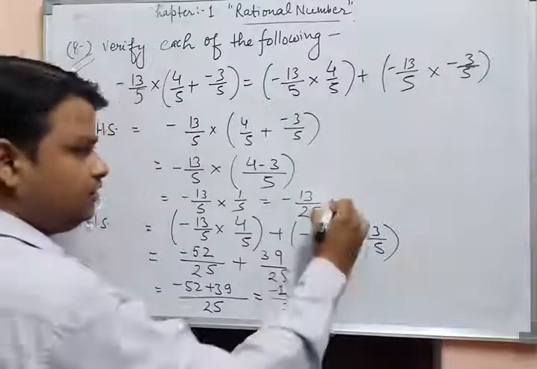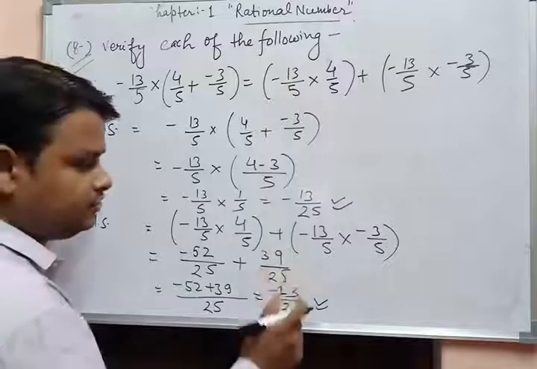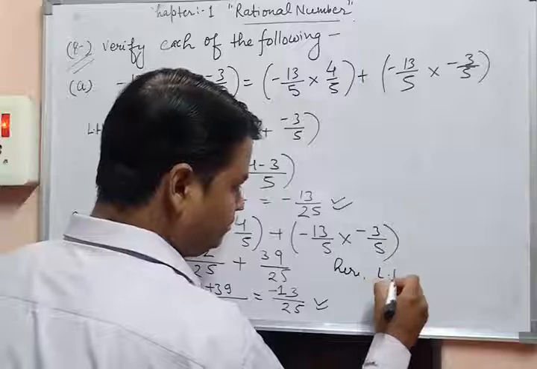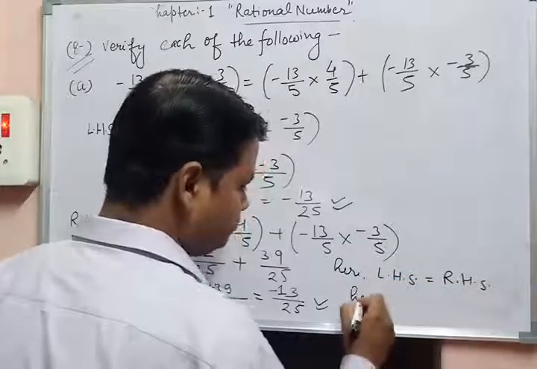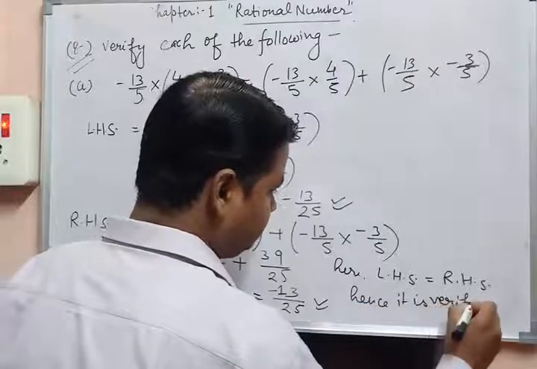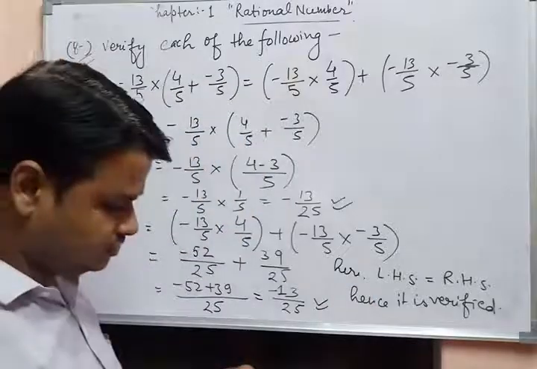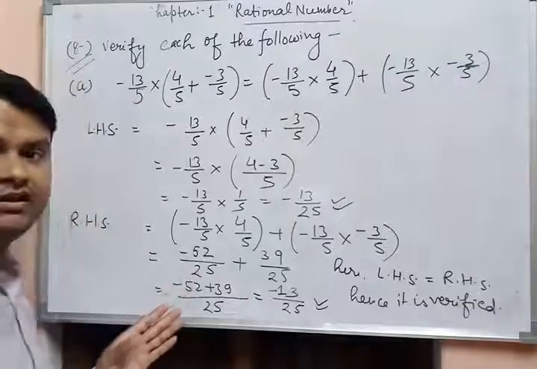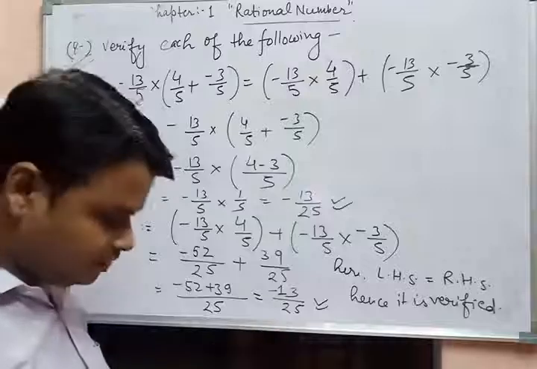So here we get the same result on both sides. LHS is equal to RHS, hence it is verified. In the remaining parts of this question you have to apply the same method, and after that verify all the parts.